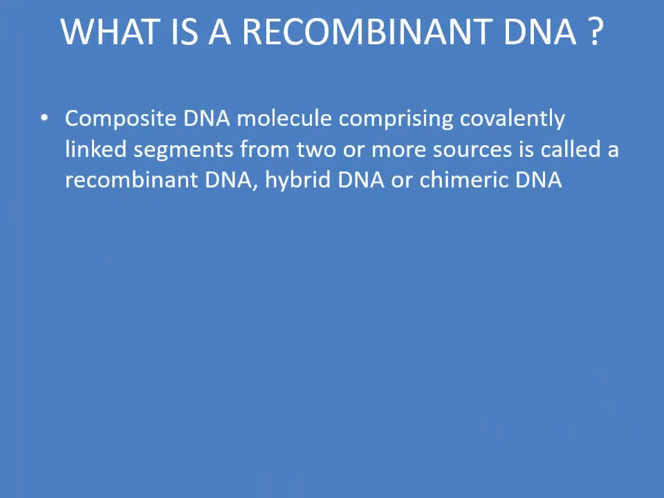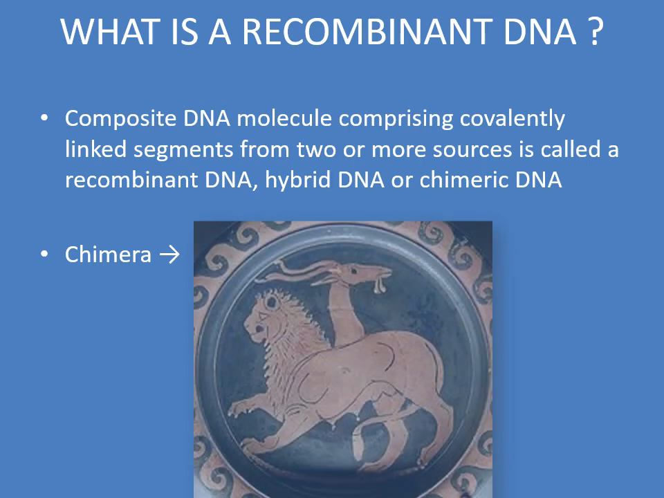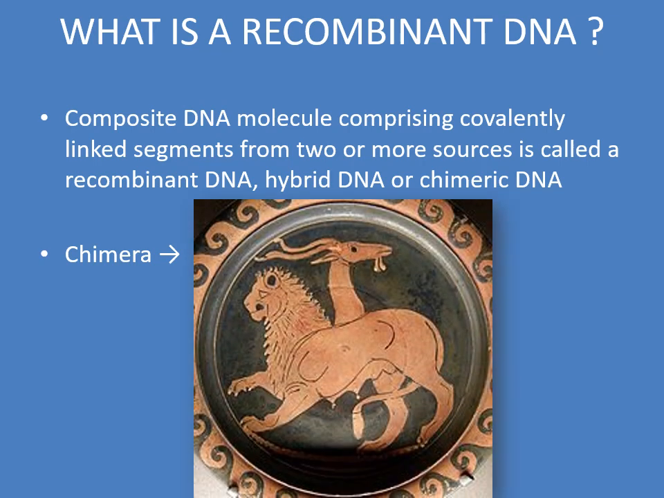A composite DNA molecule comprising covalently linked segments from two or more sources is called a recombinant DNA, or a hybrid DNA, or a chimeric DNA. This chimeric DNA comes from the word chimera, which is a monstrous fire-breathing creature from Greek mythology, and it is a combination of three animals: lion, goat, and a snake. So this denotes the hybrid nature of the recombinant DNA. That means we take DNA from two or more than two sources.